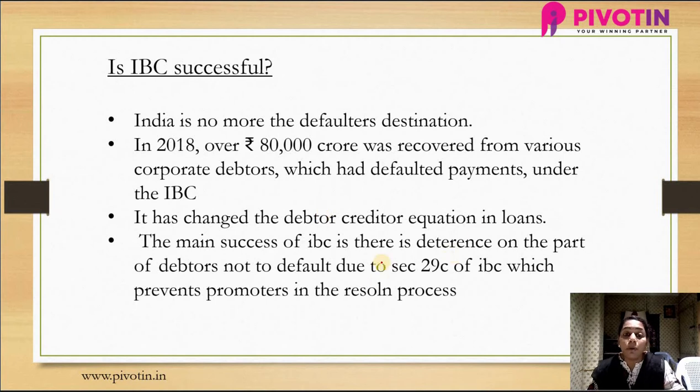And the most important point with respect to the success of IBC is the deterrence on the part of debtors not to default, due to Section 29A of IBC. What is it? This prevents the promoters from entering the resolution process. Now if I own the company and if I default, I cannot be a part of the company even during the resolution process. This, in fact, created a deterrence for people. And there is an exception, as we saw, for MSMEs.